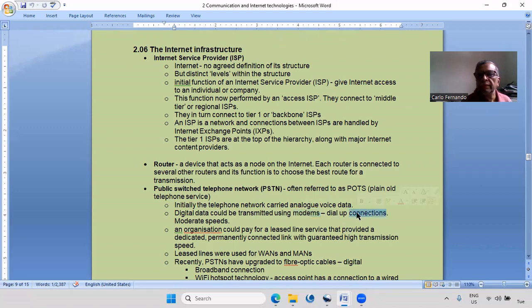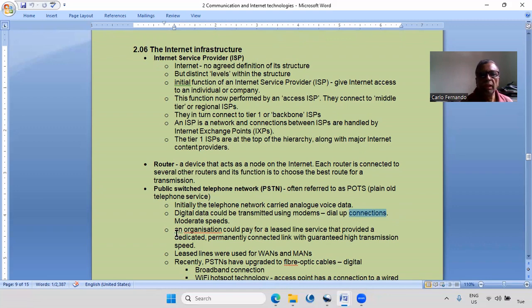Dial-up connection. Like taking a call, you have to connect from time to time, and they were charged per minute. Internet usage was at a per-minute charge. Also, they were moderate speeds, very small speeds, low speeds.